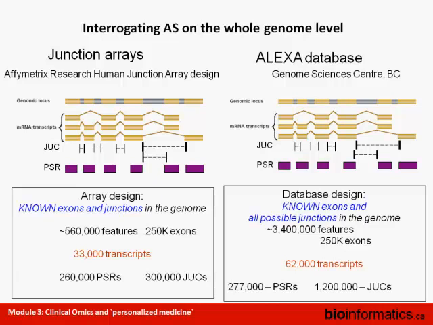And this is one of the examples of such a database that has been created in Vancouver at the Genome Sciences Centre by Marco Marra's group, where they have many more features represented compared to, say, microarrays. It's a much more comprehensive database. They made an attempt to represent not only all known junctions, but also all possible junctions in the human genome, which resulted in this huge increase from 300,000 to 1.2 million different junctions.